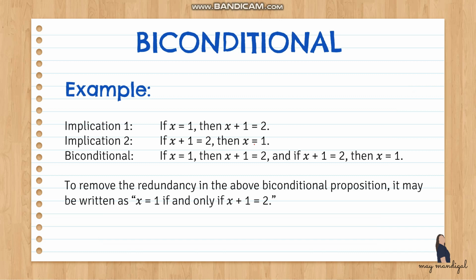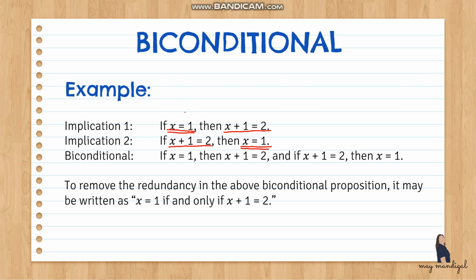Let's say we have this implication 1. The first implication: if x equals 1, then x plus 1 equals 2. For the second implication, notice that the consequent of the first implication is now the antecedent of the second one, and the antecedent of the first implication is the consequent of implication number 2. If that happens, we can connect the two using a conjunction and we will create a biconditional statement. So if x equals 1, then x plus 1 equals 2, and if x plus 1 equals 2, then x equals 1.